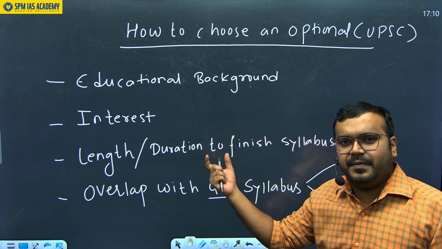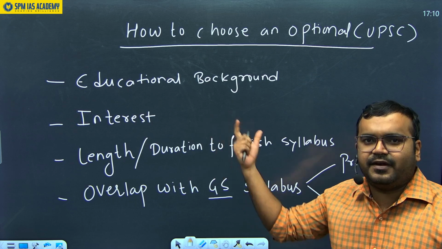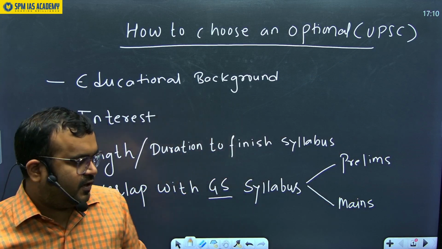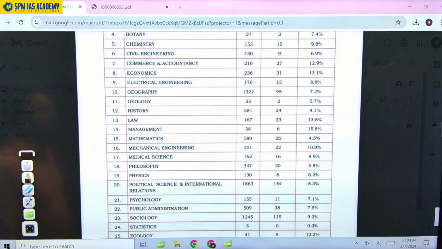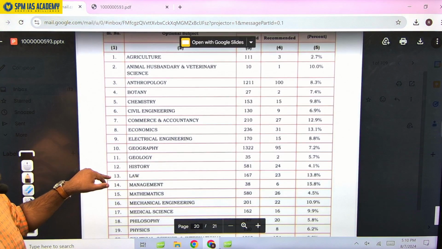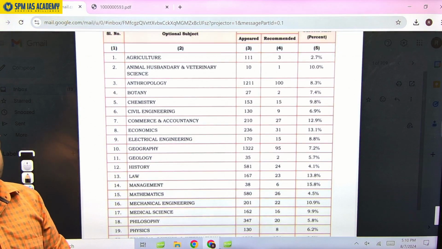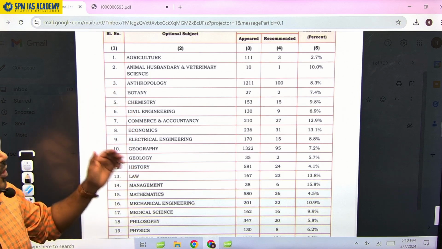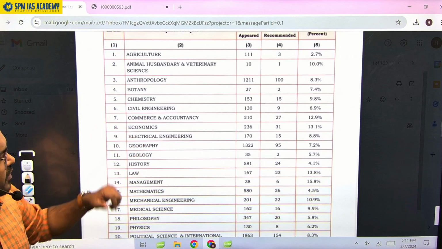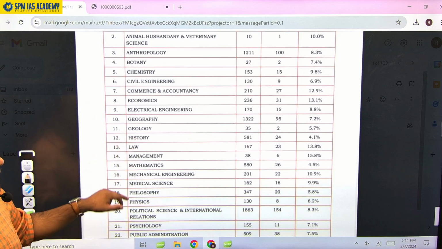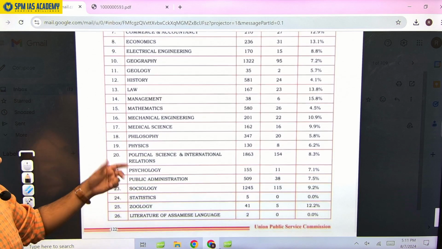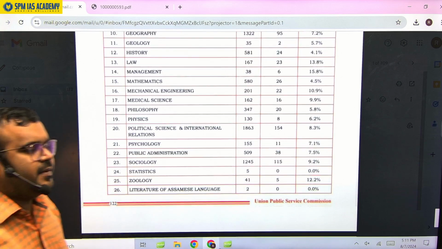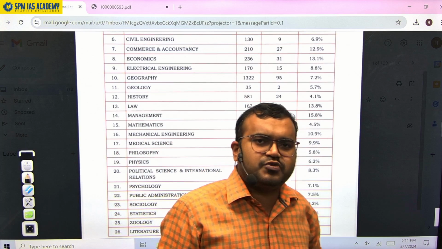Now there are certain basic characteristics or criteria that you are required to understand before choosing an optional. Firstly, you should have an idea that there are around 42 optionals offered by UPSC for you to choose from. There are certain optionals which are very popular, such as geography, similarly history to some extent. Then philosophy is also one of the popular subjects, rather political science. Again you have sociology, public administration, anthropology, and so on and so forth, right?